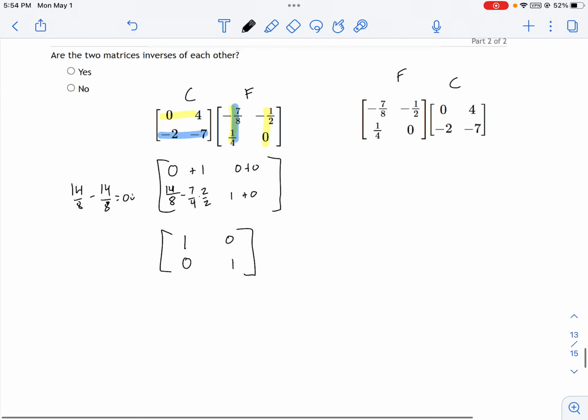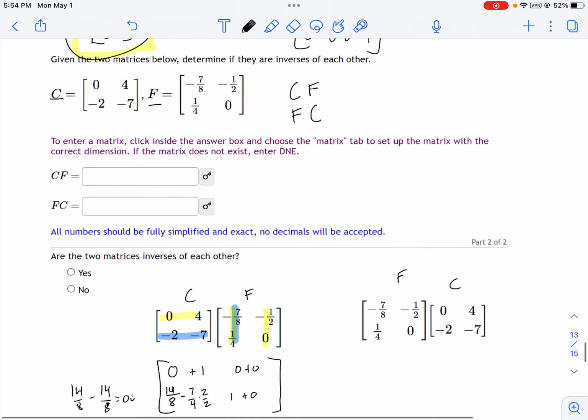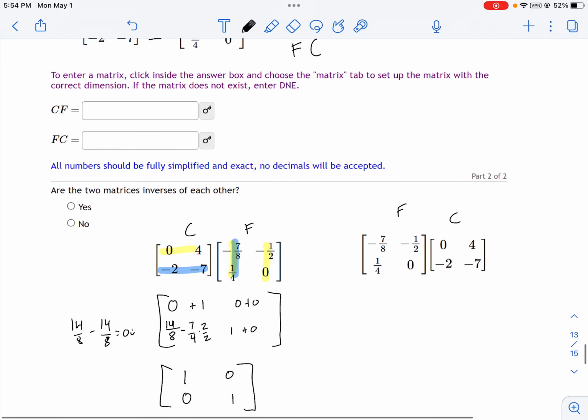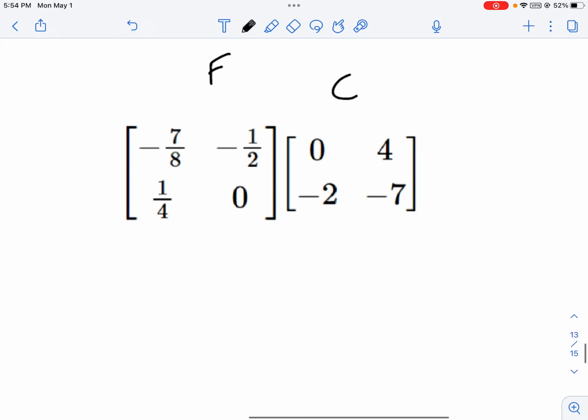Is that our identity matrix? Yeah, that matches our identity. We're good to go. C times F is our identity matrix. And that's all it's asking, what is the product right here. So then you would just put that identity matrix in as your answer. Then we'd do the same thing, but go the other direction.